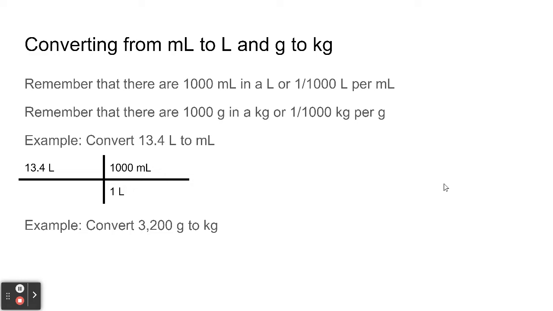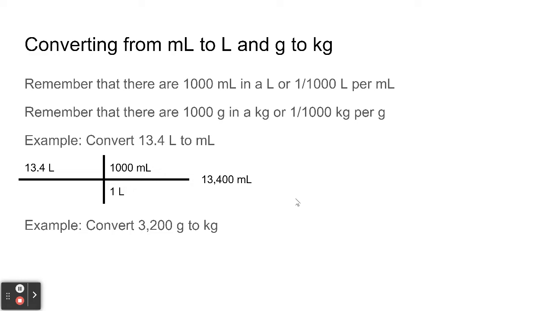We know from the notes here that there are 1,000 milliliters per every 1 liter. So if we set the chart up like this, we multiply everything on the top, we divide by everything on the bottom. So we would do 13.4 liters times 1,000 milliliters divided by 1. So converting 13.4 liters to milliliters would give you 13,400 milliliters.